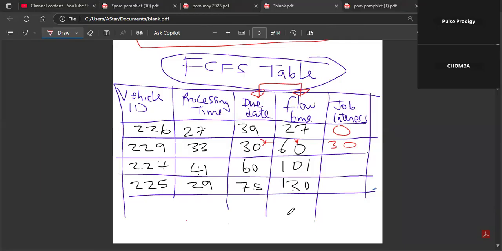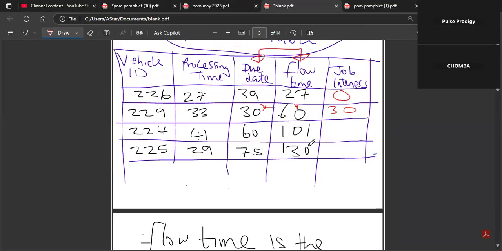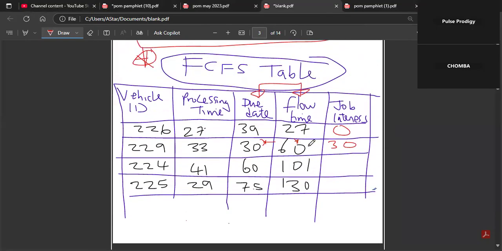You've seen. So we get away with the first come, first service table. That one is to maintain. The next one also you maintain. The third one. Then you just remove the first come, first service table. Instead, we put the flow time and job lateness.